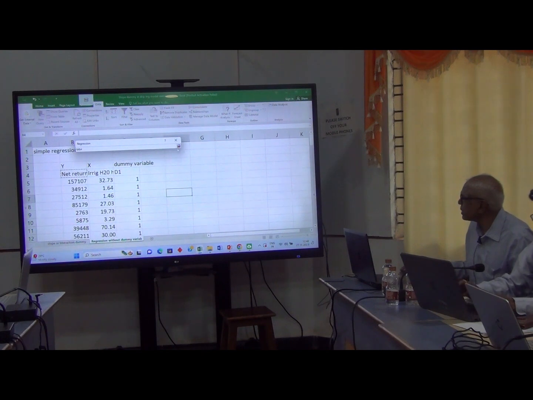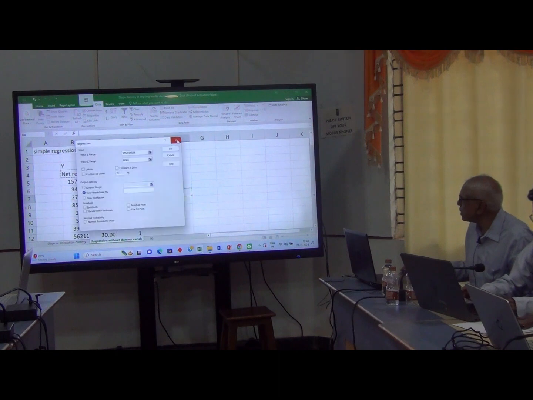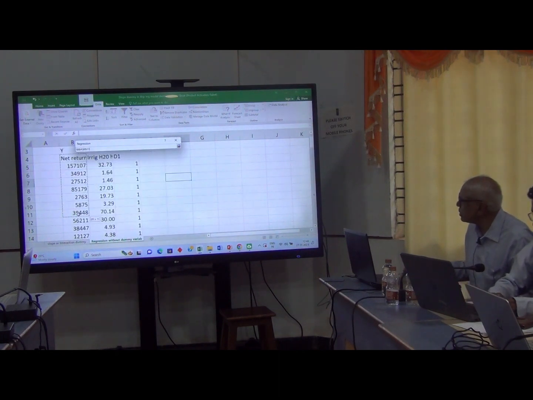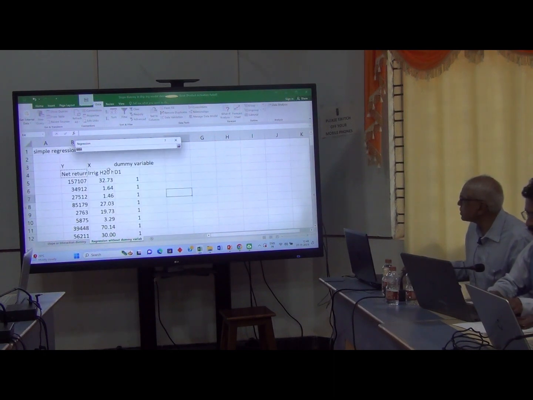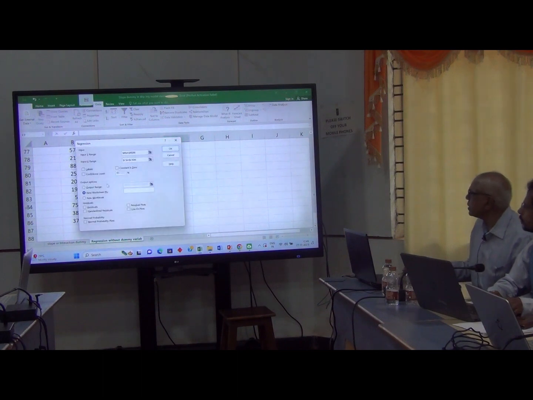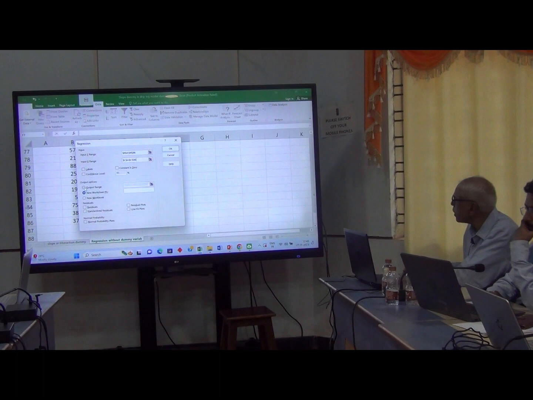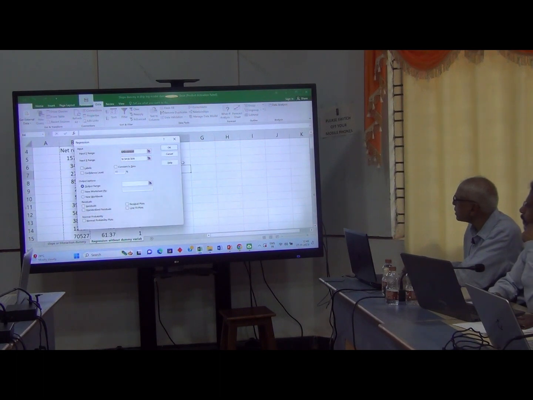Oh, I'm sorry, I should go back. I should just give one column. Let me go back here. So we put the y range. I should take only one label with one column. Don't take both. Then go to x. Only one is irrigation, so copy the x column. That's all. Then go to output range, somewhere here.